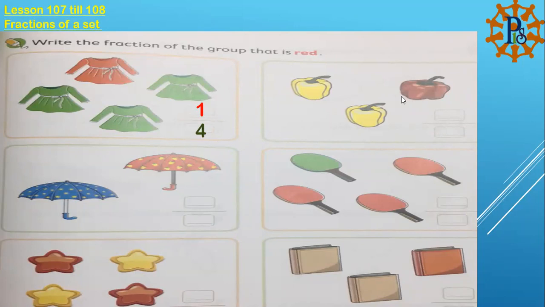I will solve this one again here. How many red? I will write it in the numerator. I have one. And how many objects here? We have three. So we write it down. Okay, let's choose someone to solve this example for the umbrella.